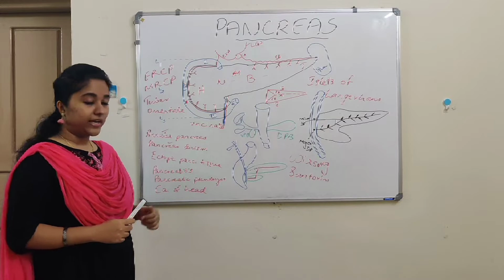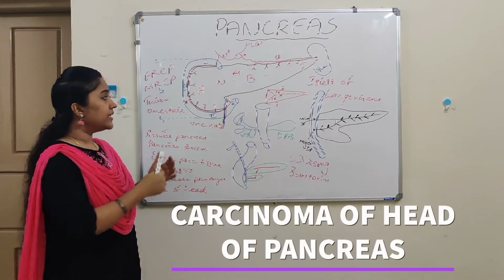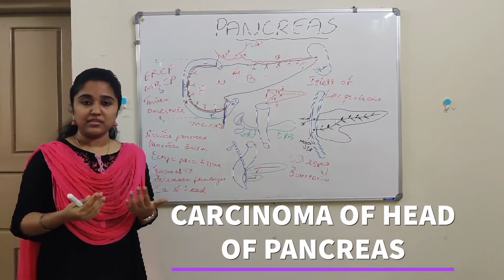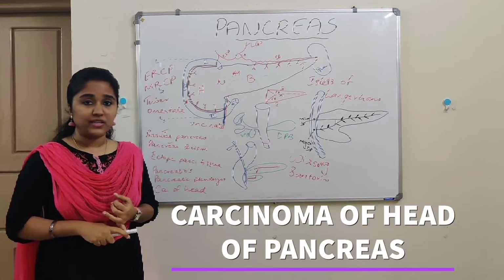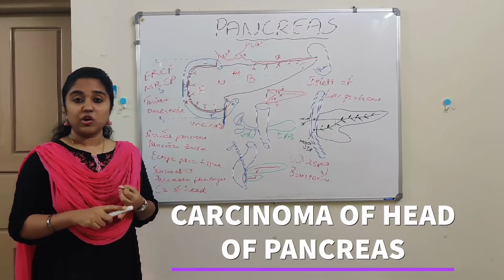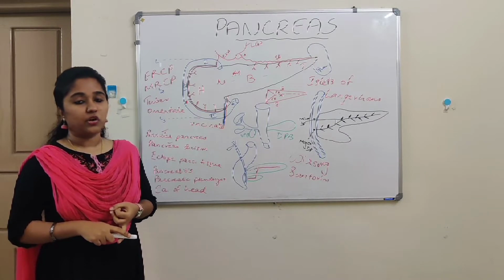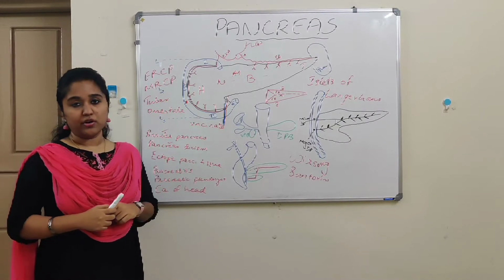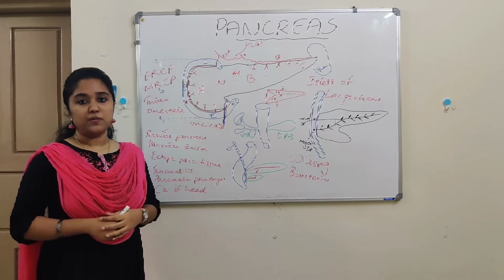Next is the carcinoma of head of pancreas. So if it occurs, it can compress the nearby structures. If it is compressing the portal vein, that can lead to ascites. If it is compressing the common bile duct, that can lead to obstructive jaundice. If it is compressing the duodenum, that can lead to intestinal obstruction.